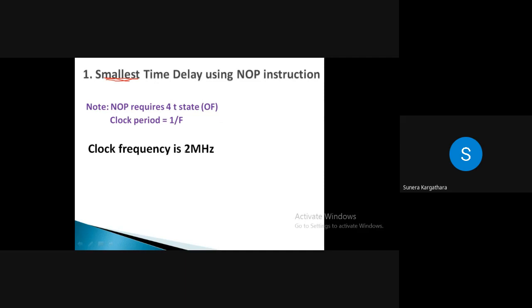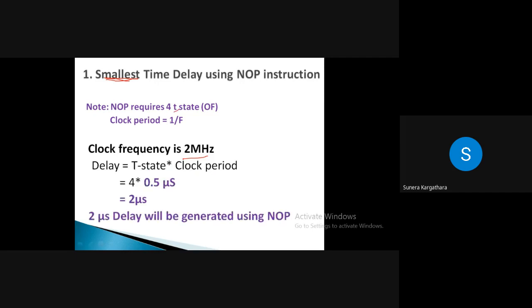As I discussed, suppose you are considering F equal to 2 megahertz, your delay is nothing but T states and clock period. How will you find the clock period? That is through 1 by F. So you will find T equal to 0.5 microsecond. While executing NOP instruction, only one machine cycle will be executed, and that will take 4 T states. So 4 into T is 2 microsecond. So 2 microsecond delay will be generated using the NOP instruction. Am I communicating, student?